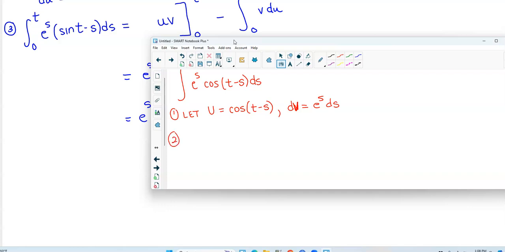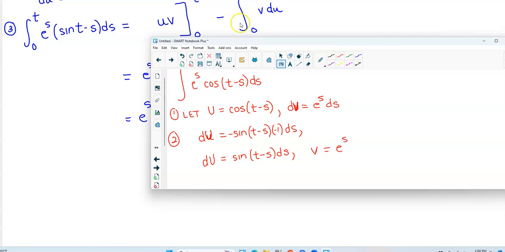So therefore, we're going to take the derivative of both sides. So d capital U is now going to be, well, the derivative of cosine is going to be negative sine of t minus s, and the derivative of negative s is -1 ds. And so if we simplify that a little further, a negative times a negative is going to give us a positive. So this is the sine of t minus s ds. And then capital V is going to equal e to the s.